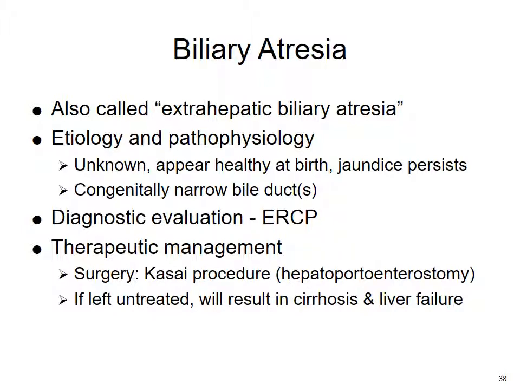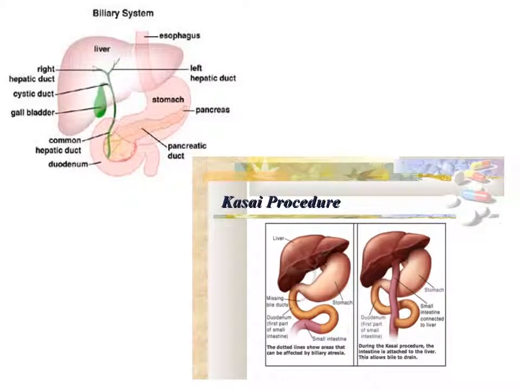The Kasai procedure is a hepatoportoenterostomy, where they're basically placing an internal tube to drain that excess bile. If left untreated, this will result in cirrhosis and liver failure. Here we have our little illustration of what the Kasai procedure does to create a route to drain that trapped bile from the liver so that it's not damaging the liver and raising bilirubin levels and causing a constant state of jaundice.